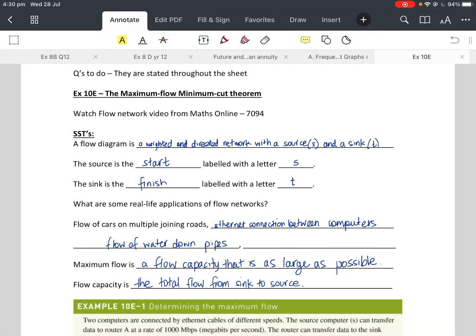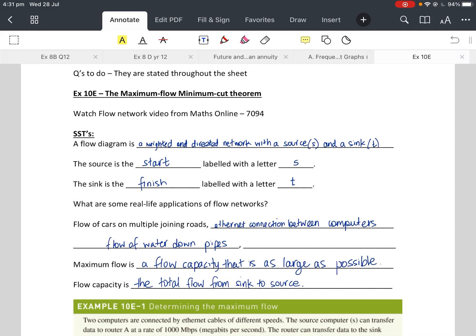Hi Year 12, I thought I'd talk you through this particular worksheet, maximum flow, minimum cut. I'm going to go halfway and stop because it'll take too long, and then I'll do the other half. Okay, so pretty much all you have to do first of all is read through your textbook to work out all of the different SSTs. So I'll just read through that very quickly and we'll go through each of the SSTs.